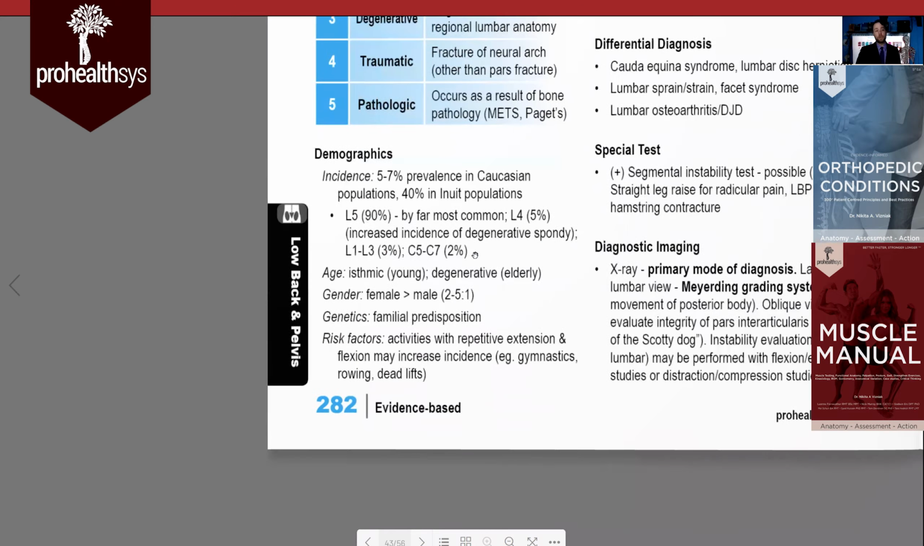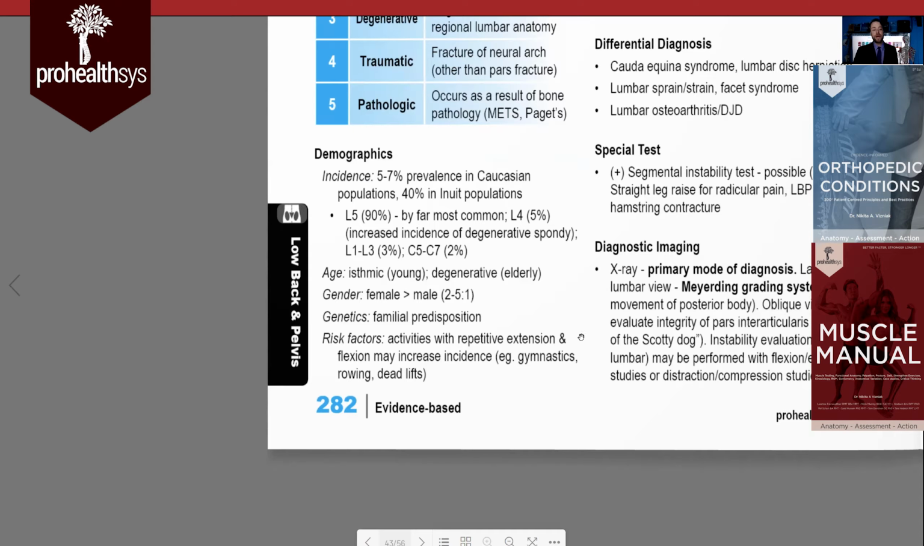Prevalence is actually quite common. It is 5 to 7% of the Caucasian populations and up to 40% of Inuit populations, or Northern Canadian populations, whatever you want to say. Mostly L5-S1 and sometimes L4-L5. They do happen rarely in the cervical spine. They're usually secondary to some kind of ligament laxity, secondary to a congenital defect like Marfan's or rheumatoid arthritis. Generally more common in females than males. In general, women tend to be more flexible than males. There may be a familial predisposition.